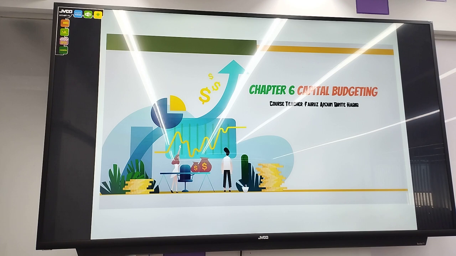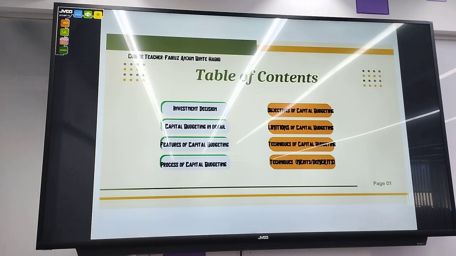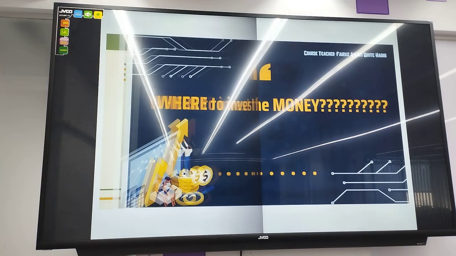In this lecture we will learn about investment decision, capital budget in detail, features of capital budget, process, objectives, limitations, and techniques. These 8 parts we will learn in this lecture.